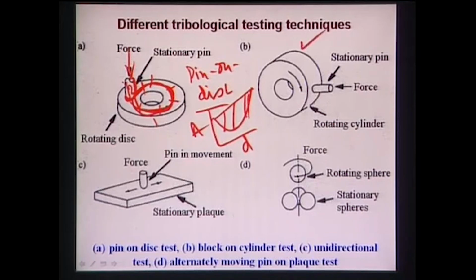Now, this B is known as the pin on cylinder type of configuration. Pin on cylinder means again it is a rotating cylinder, which rotates at a particular speed, and the pin is stationary, and this pin also experiences wear. The third one is a unidirectional test. Unidirectional test means it is not a rotating type of motion, but a linear motion, and that motion always takes place in a particular direction. The fourth one is the 4-ball test. In the 4-ball test, this is one ball, these are the other 3 balls, and this ball is in loaded contact against the 3 balls and rotates, causing friction and wear.